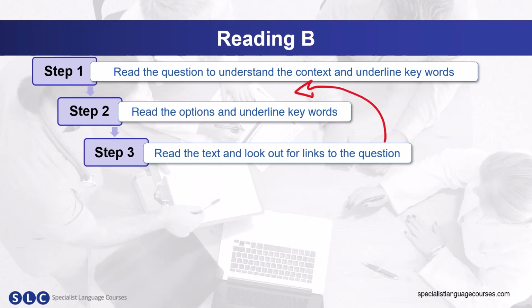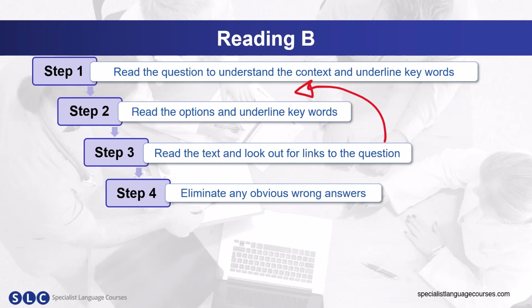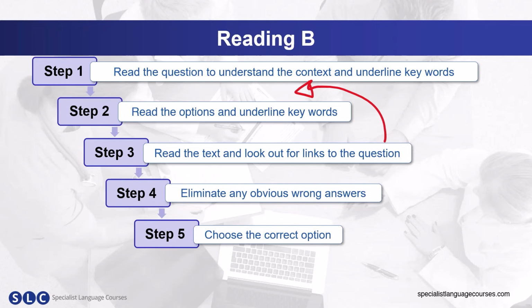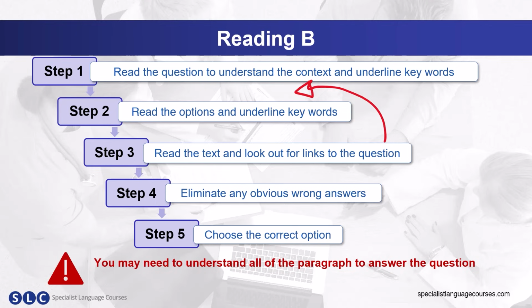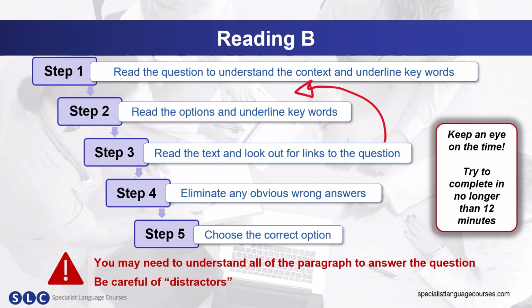However, you might want to read the text before you look at the options so that you're not distracted. Both options are fine. Step 4, eliminate any obvious wrong answers. And step 5, choose the correct option. You may need to understand all of the paragraph to understand the question, and do be careful of those distractors. Keep an eye on the time. Try to complete in no longer than 12 minutes.